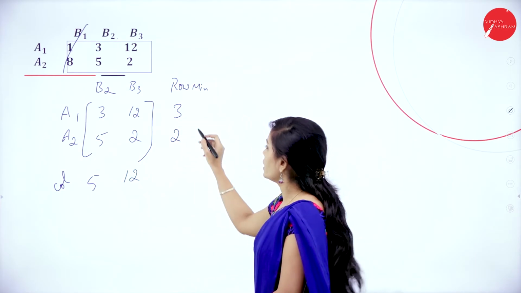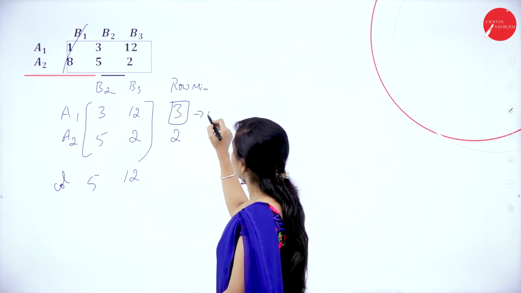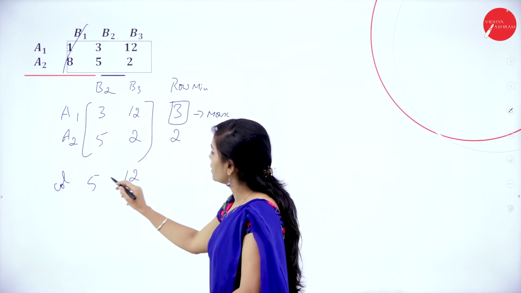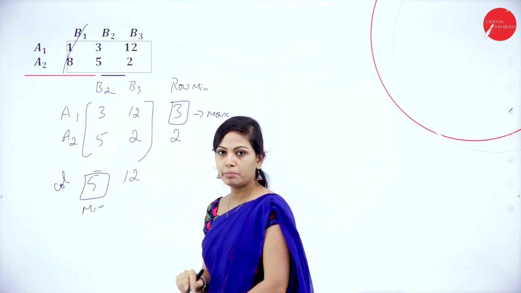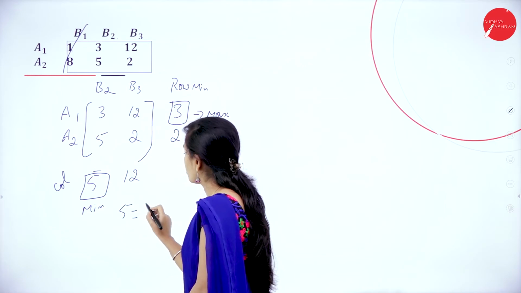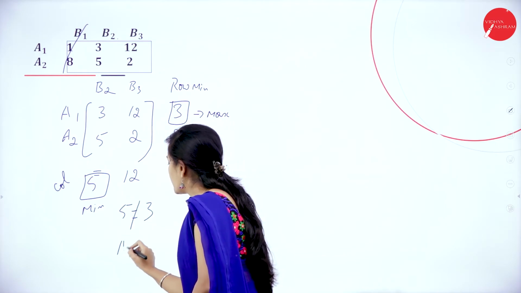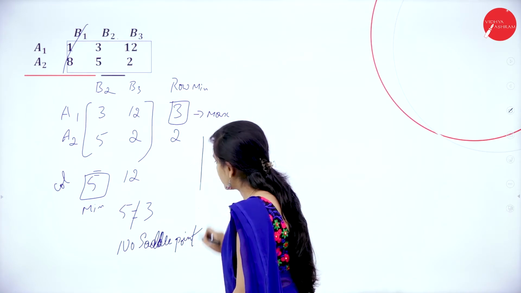Now find out the maximin and minimax. Maximin and minimax are not equal, because 5 is not equal to 3. It has no saddle point. So, what is the next step?